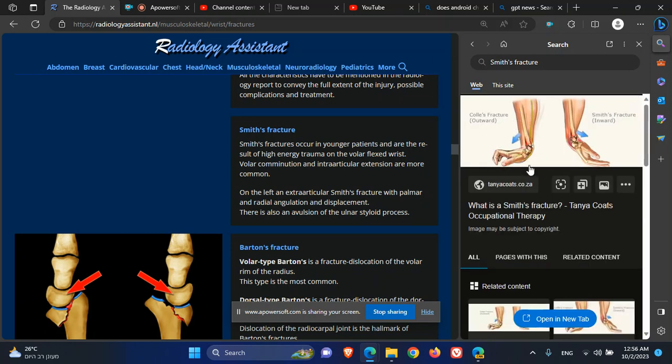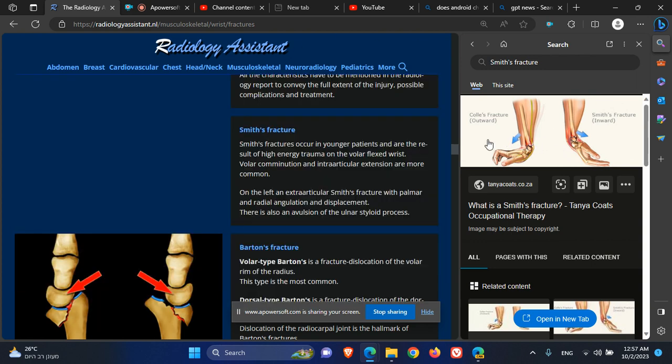Look at Colles fracture. It happens when you fall on an outstretched hand, what is sometimes called FOOSH mechanism. And look, in Colles fracture, the hand is in dorsal flexion, and in Smith fracture, it is exactly the opposite. There is a volar flexion, and then the person falls on the hand. It's exactly the opposite from Colles fracture.